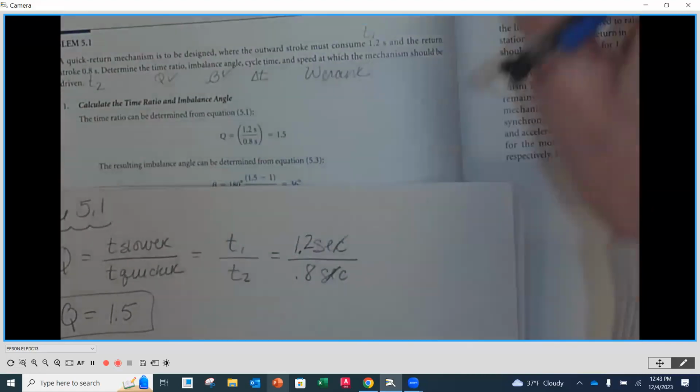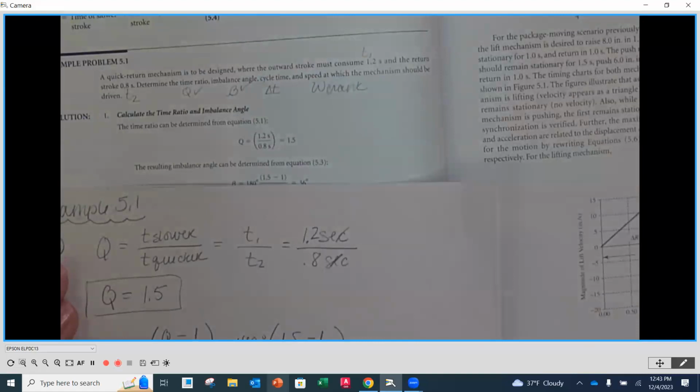All right. The next thing we need to do is determine the change in T, or the cycle time. The cycle time is the total amount of time we need in order to perform this measurement, or this motion.